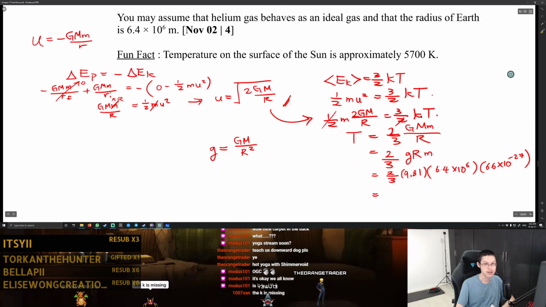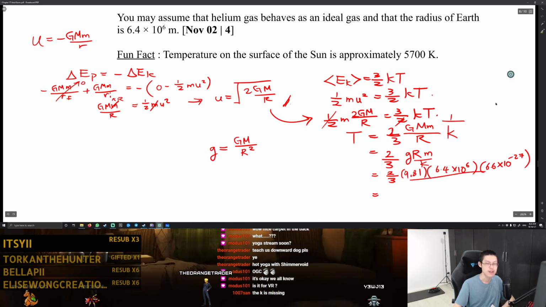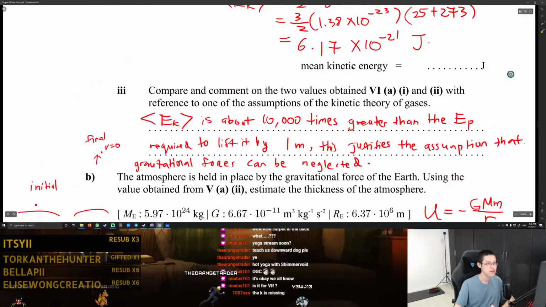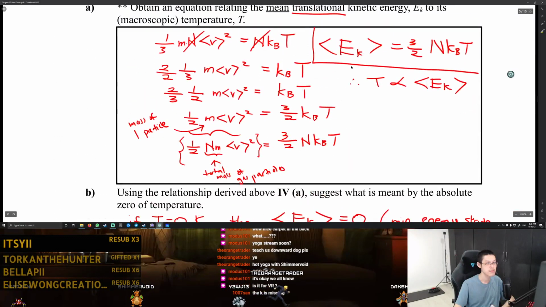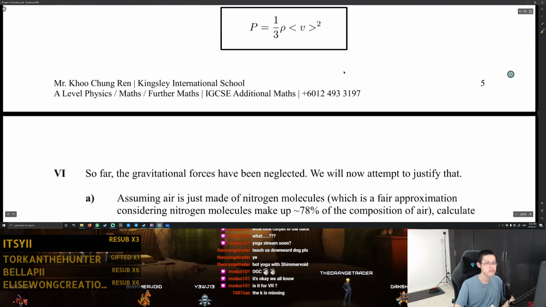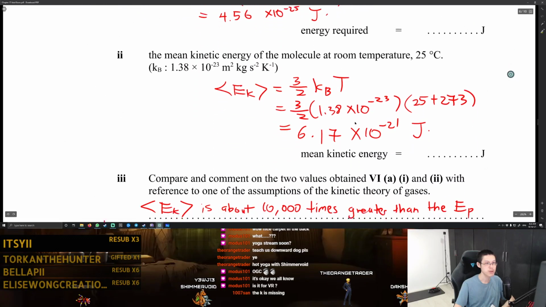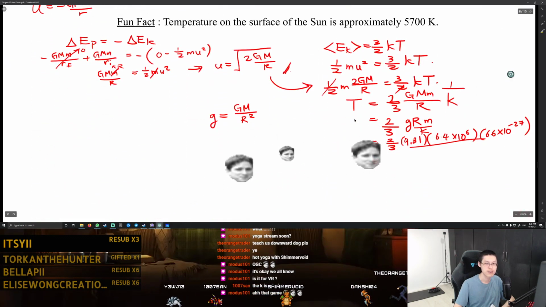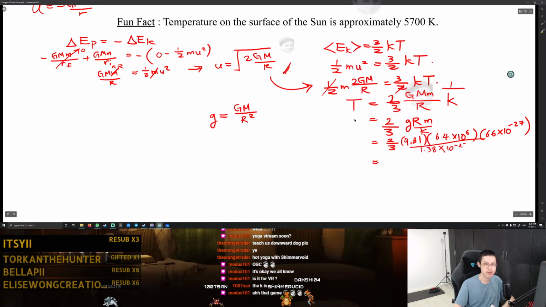The k is missing. Oh yeah. Thanks for pointing that out. Forgot about the k. 1 over k. Okay, what is the k? k is the Boltzmann constant. Boltzmann constant is 1.38 times 10 to the power negative 23. There we go. Okay, that's more like it. Otherwise, you get a nonsensical answer.